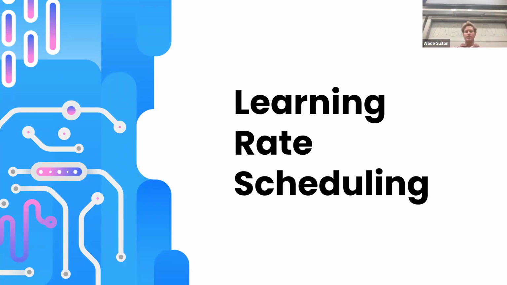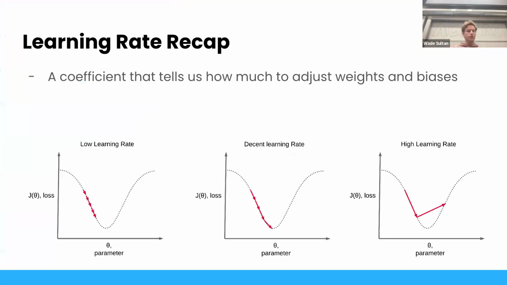The second part is learning rate scheduling. This is basically a way of changing the learning rate according to some schedule. So, a quick recap on learning rate. If you have a low learning rate, it's going to be very, very slow to go down. And if you have a high learning rate, it could just shoot past where you want it to go. So both of those are not good. Instead, what you want is somewhere in the middle.